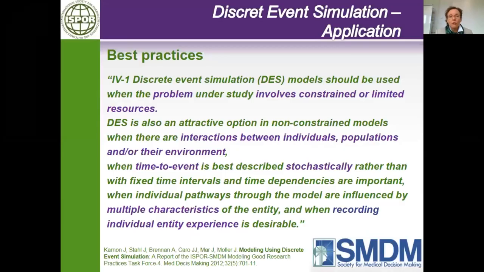And here now you see how and when we would choose discrete event simulation as it is described in the best practice paper. Discrete event simulation models should be used when the problem under study involves constrained or limited resources. DES is also an attractive option in non-constrained models. So where I not necessarily have to model my resources, where there are interactions between the individuals, populations, and or their environment. When time to event is best described stochastically rather than with fixed time intervals.